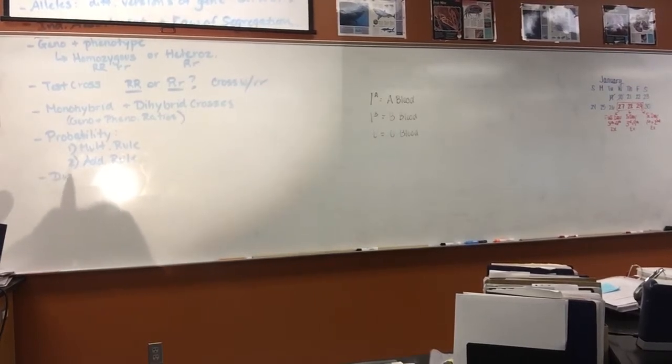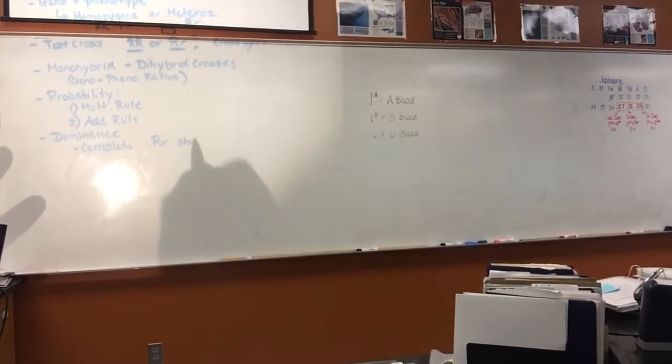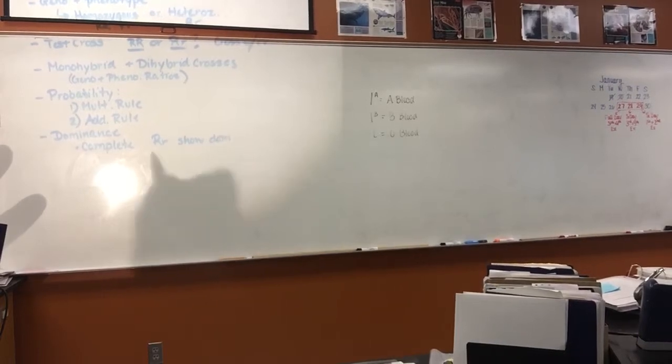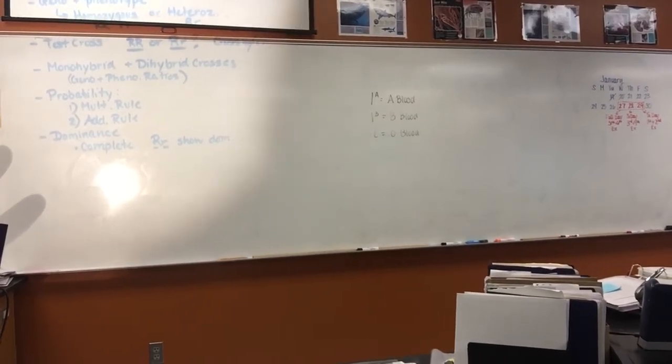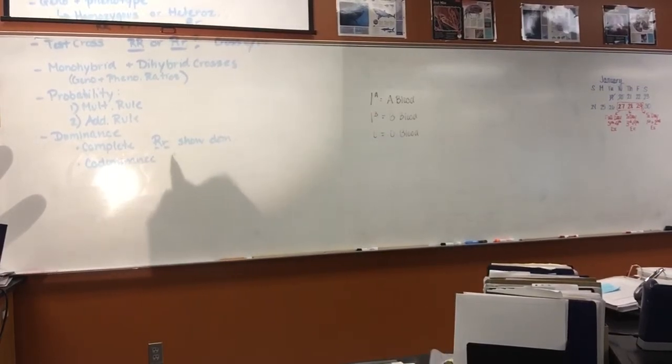We looked at different ways of dominance. We have complete dominance. That's like in all of Mendel's traits. That means like if you have a big R, little r, these guys show the dominant trait. So the big R is completely dominant over the little r. But we also talked about codominance. What's the example I used of this? Examples, AB blood type.